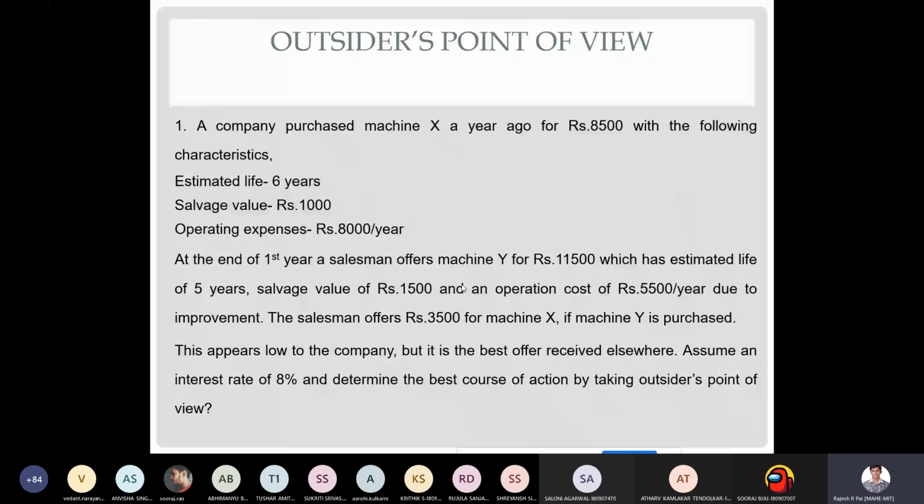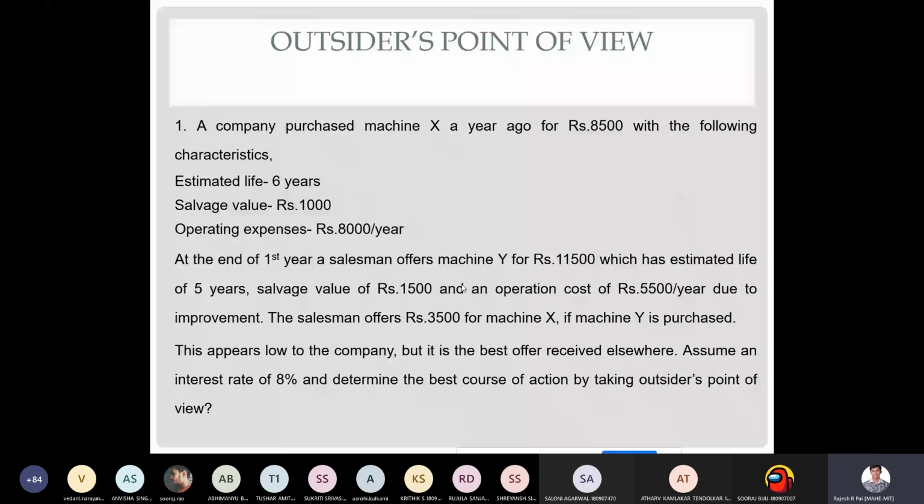with a value of 11,500 and a service life of 5 years. The newer machine Y has a salvage value of rupees 1,500 and an annual operating cost of 5,500 rupees due to its improvement. So you have an older machine and a newer machine.